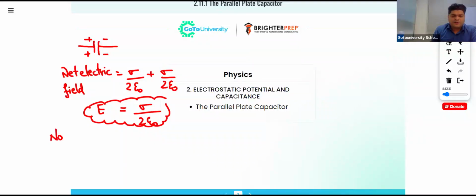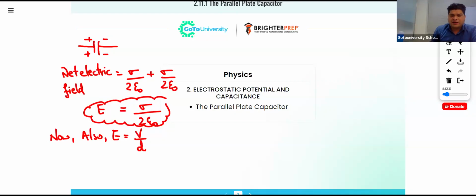Now, we have the formula for E. E will be equal to V over R, where R is distance. You can represent it by D. Voltage per unit distance is your electric field. Electric field is volt per unit meter.